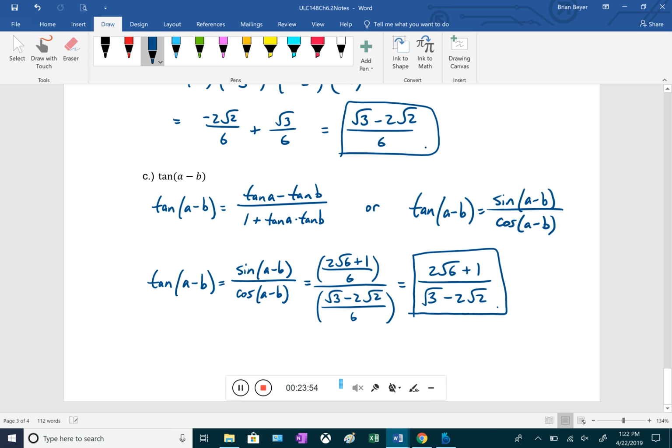So pretty messy for that one, but with that shortcut, it's a lot easier. If you did it the other way using the actual formula, it's pretty messy, but you should end up getting the same answer. It may not look exactly the same. You may have the negative version in the numerator, negative in the denominator, but it should end up being equivalent. Okay, so that is it for 6.2.